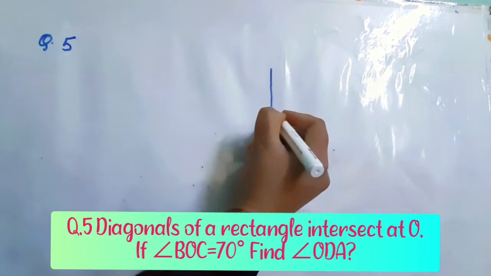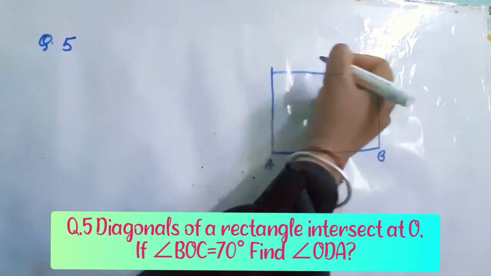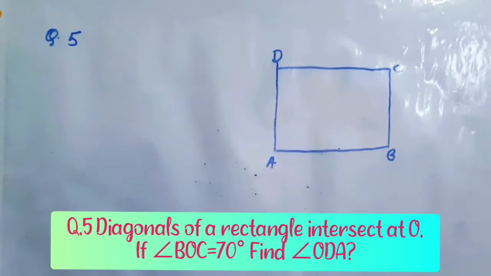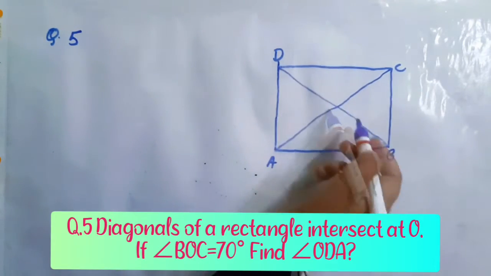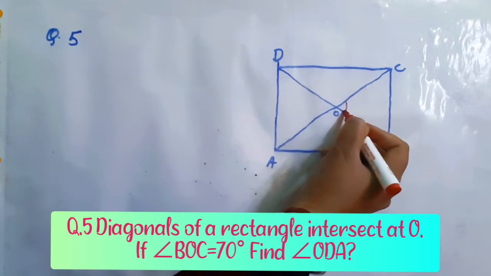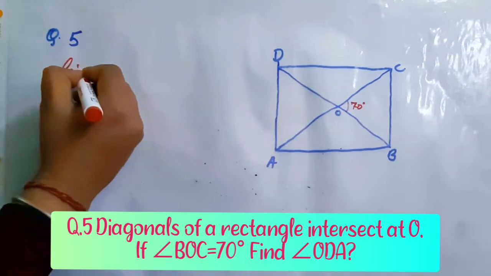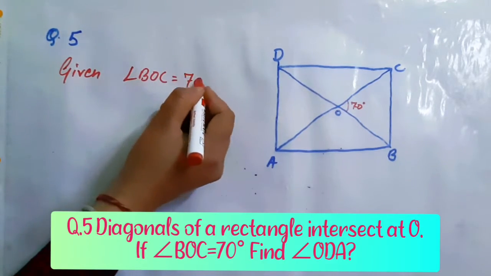What is given? We are given a rectangle ABCD in which diagonals intersect at O. And the question says, angle BOC equals 70 degrees. Angle BOC equals 70 degrees. Means what is given in the question? Angle BOC equals 70 degrees.